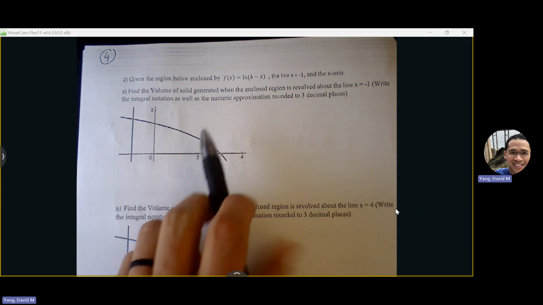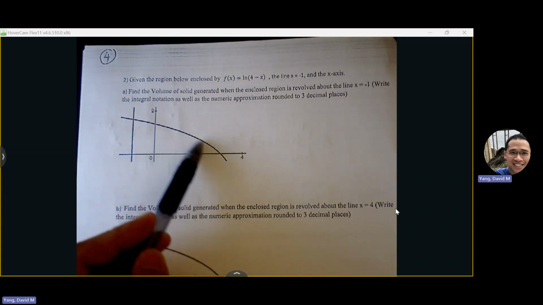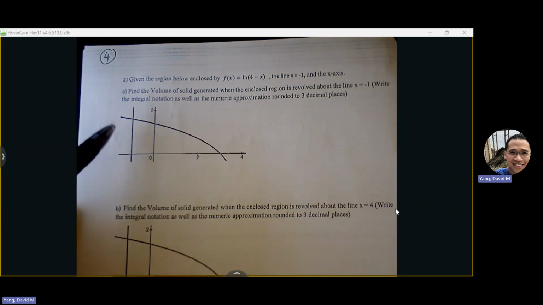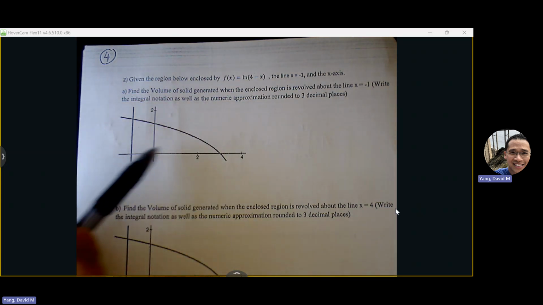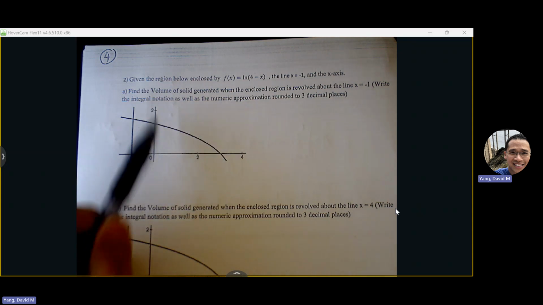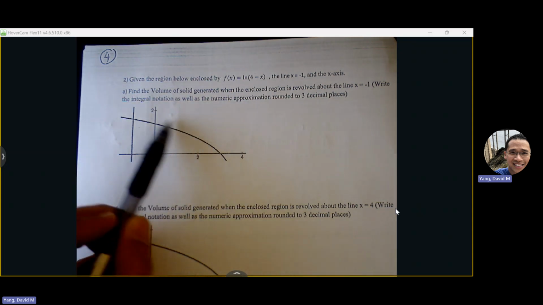Okay, given the region below, we have natural log of 4 minus x. That's the curve. It's that downward curve. The line x equals -1 and the x-axis. I just want to point out that sometimes the x or y-axis act as just reference points. They may not act as boundaries. So in this case, the y-axis is not a boundary because the boundary is the -1, the x-axis, and the downward curve.